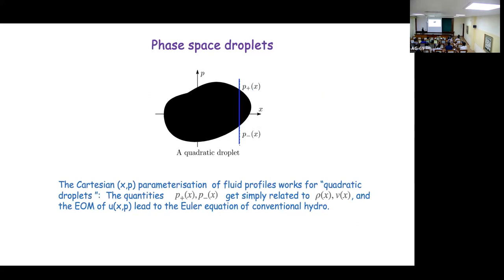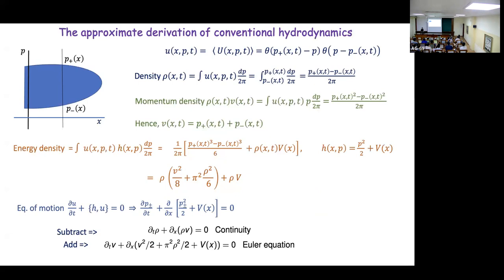Now, let me make an assumption about phase space droplets, namely that it's a quadratic droplet. What do I mean by that? That at x I draw a vertical, and it cuts the boundary only in 2 places, P minus and P plus. Then, because of the lack of time, u(x,p,t) is given in terms of the product of 2 theta functions, which say that p is between P minus and P plus.